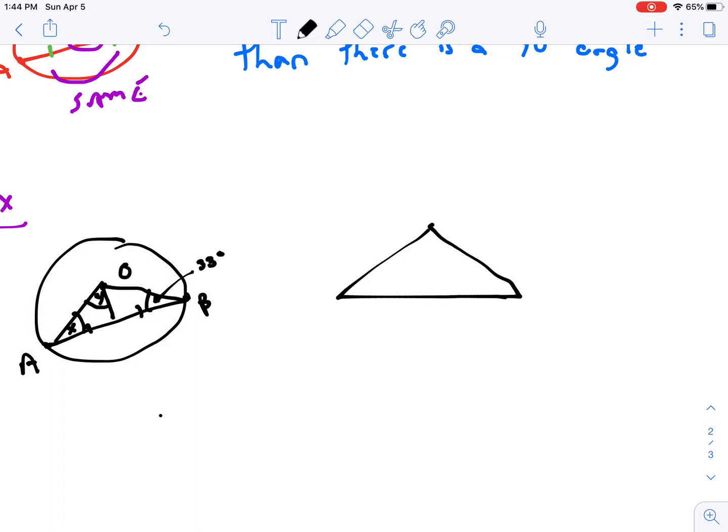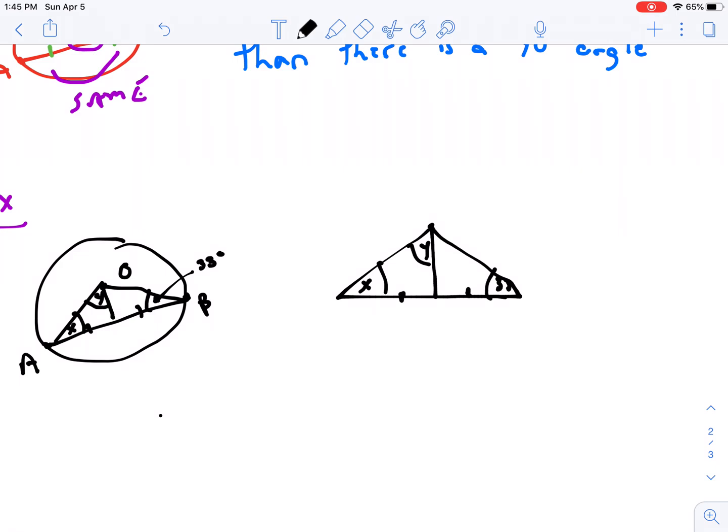So when you look at this, a couple of things you need to know. Number one, this was X. We don't know what it is. We have a line running down here. We called this Y. We don't know what that is. We do know that this is 33 degrees. And we know that these line lengths are the same length. That's what we know about these triangles.